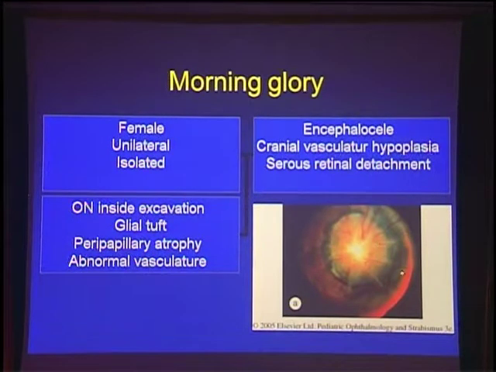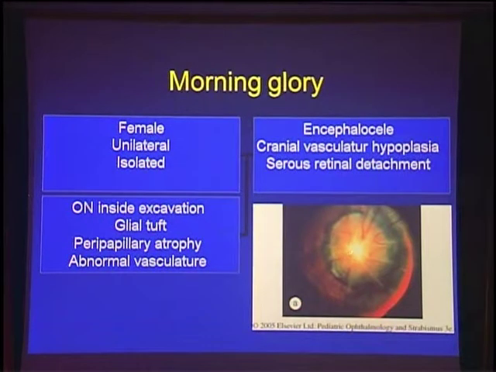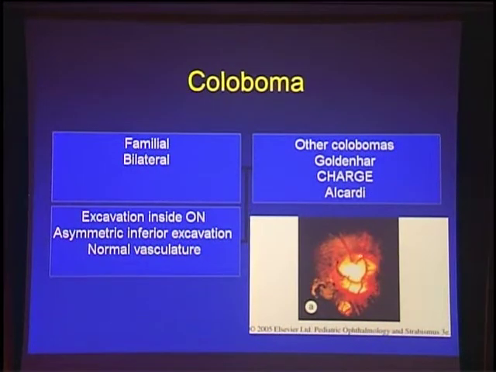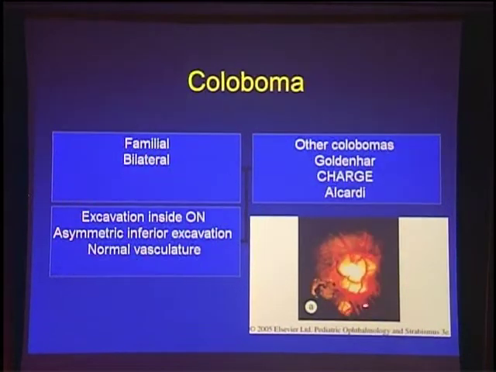This is called morning glory. They're very different. This one has no tissue in the middle. This one has glial tissue right in the middle. The blood vessels here seem to be coming out in a normal fashion. The ones from here, they're radial. This is morning glory. This is an optic nerve coloboma, and they're very different.